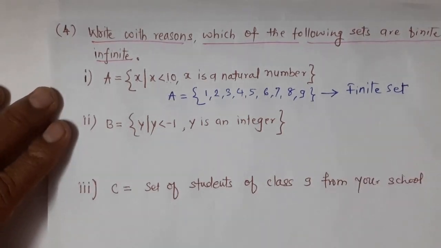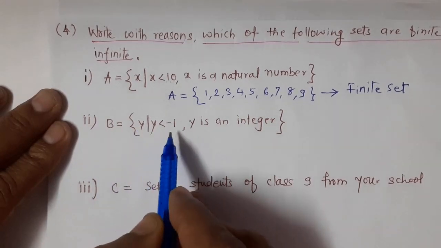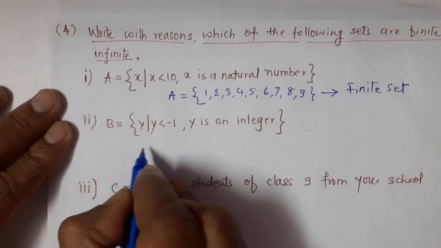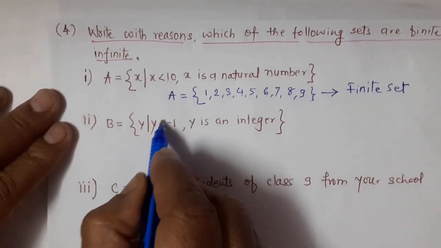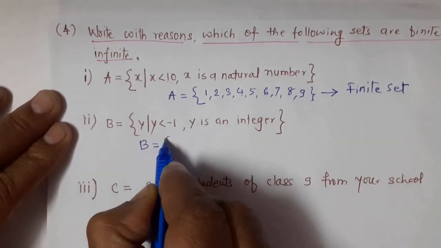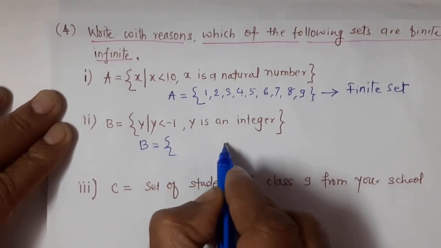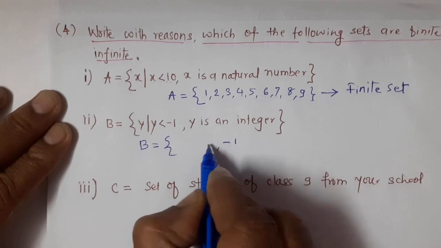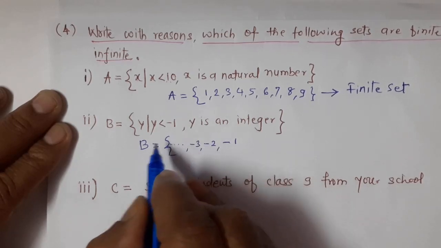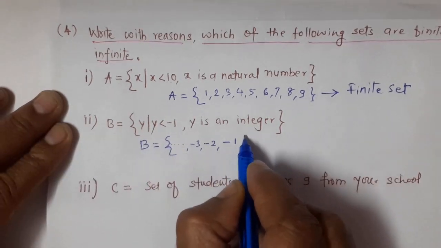Okay, then the next example is B, a set of all y where y is less than -1 and y is an integer. I can write this set as, okay, this is the set of integers, but y is less than -1. So I can start from this -1. I can go with -2, -3, and it can go -4, -5 like that. So it is infinite.